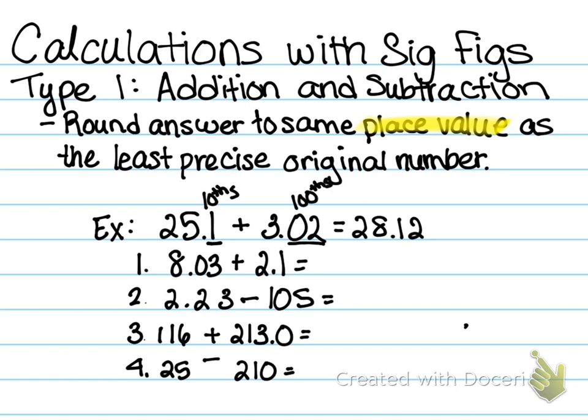So the first number, since it only has one digit that's listed after the decimal point, has a less precise measurement than the second, which has two digits after the decimal point, meaning that we're only going to keep one digit and round our answer to the 10th place. So our correct answer here should be 28.1.